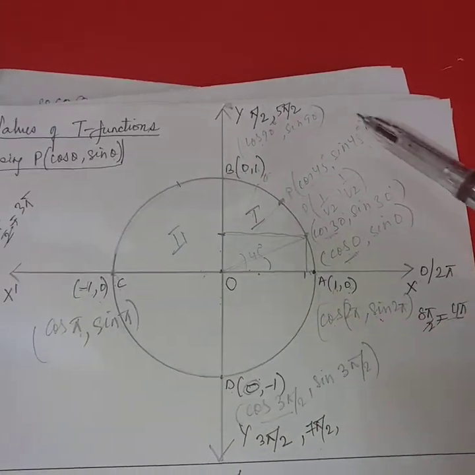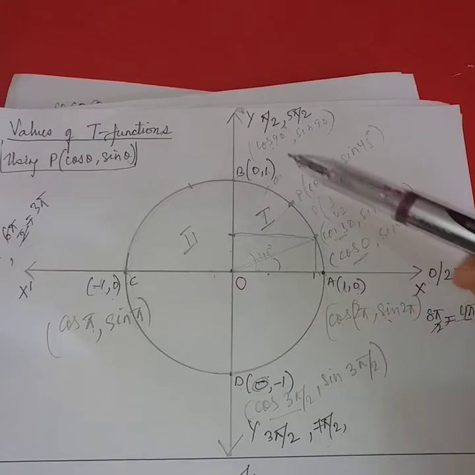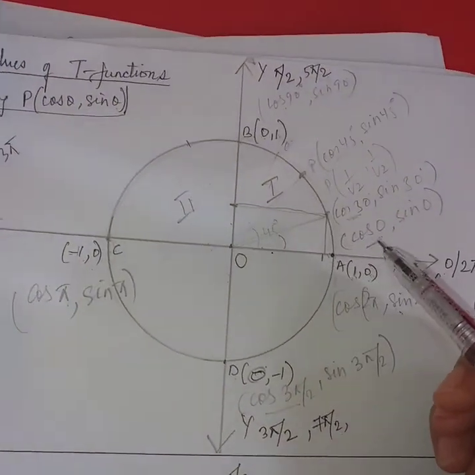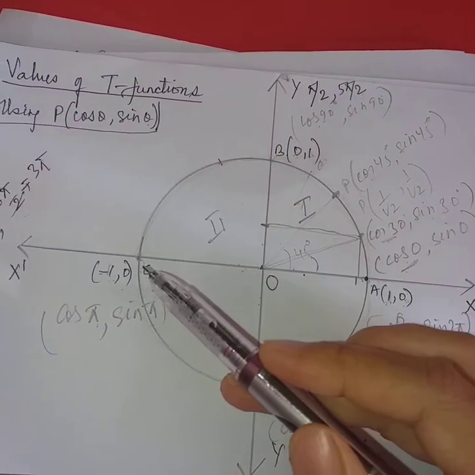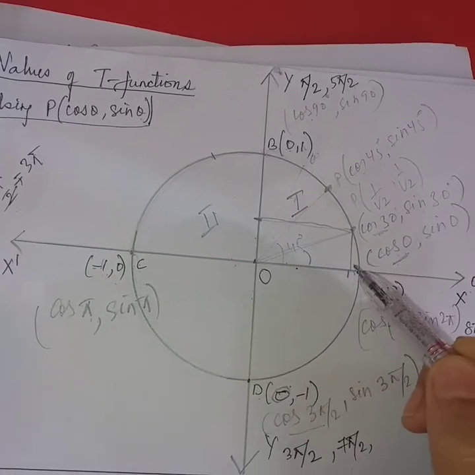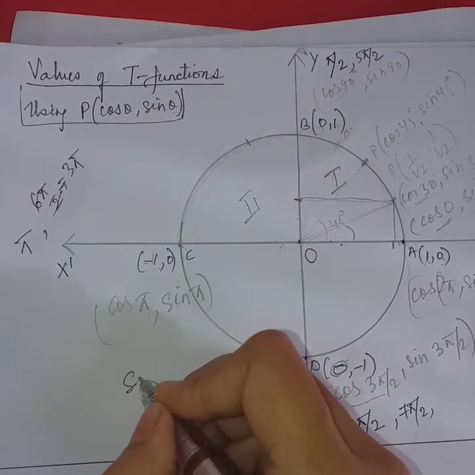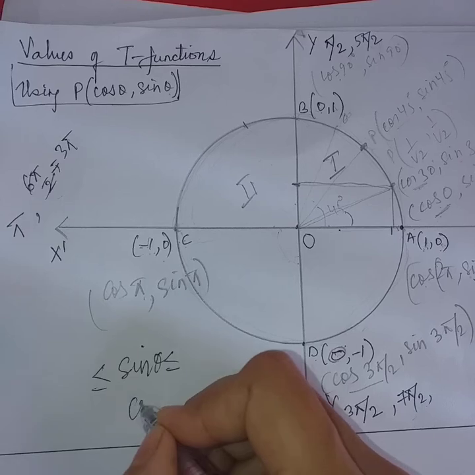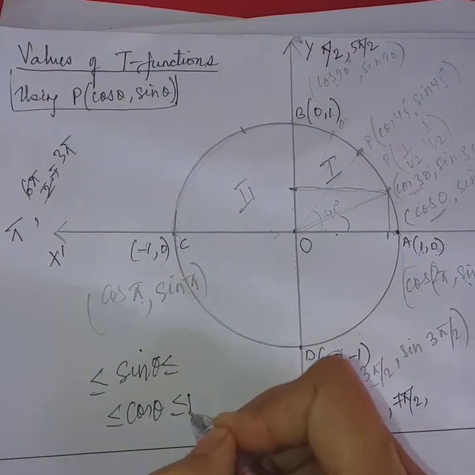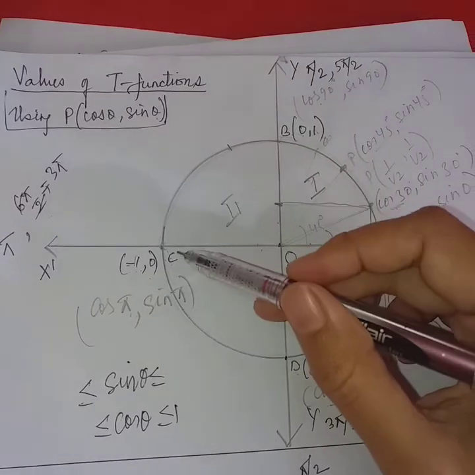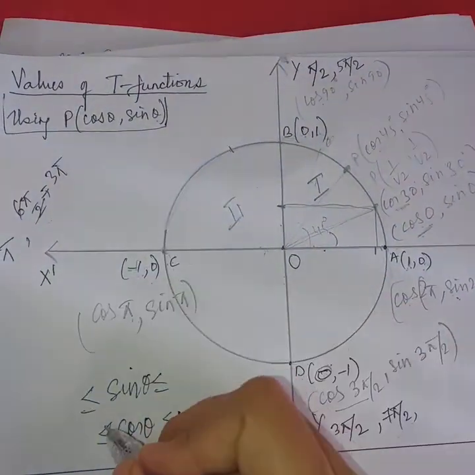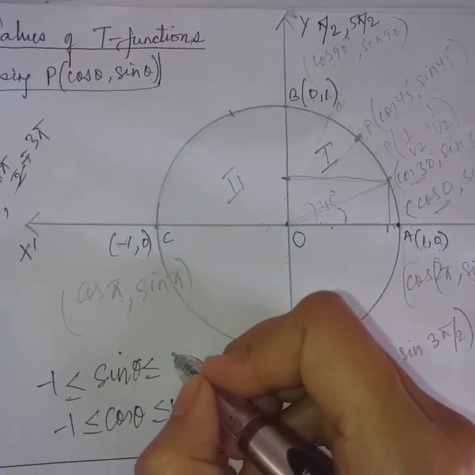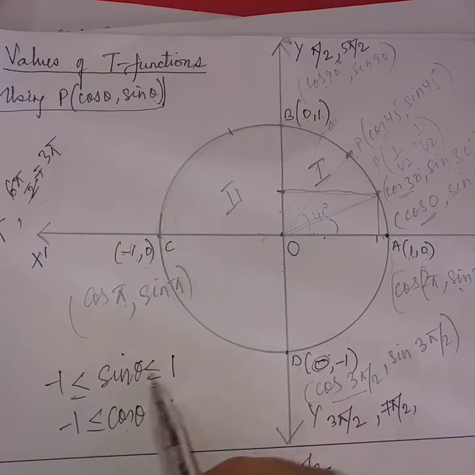So in this way, if we keep on rotating, the same values will be repeated again and again, and we see that the value of sine and cos changes from 1 to 0, 0 to minus 1, minus 1 to 0, again comes back to 1. That means for sine and cos the values always range from 1 to minus 1, or minus 1 to 1. So sine and cos are always in between minus 1 and 1.